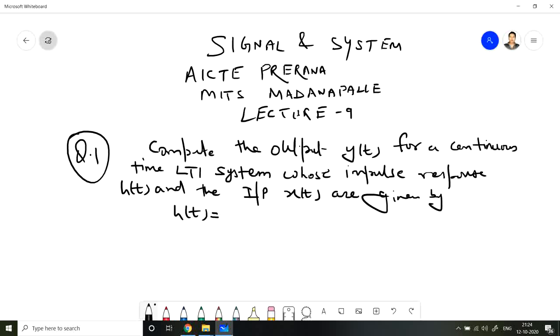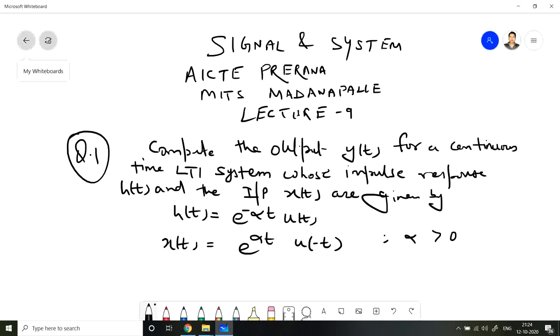h(t) is equal to e raised to the power minus alpha t into u(t), and x(t) is equal to e raised to the power alpha t u(minus t), for alpha greater than 0. So let us solve this problem.